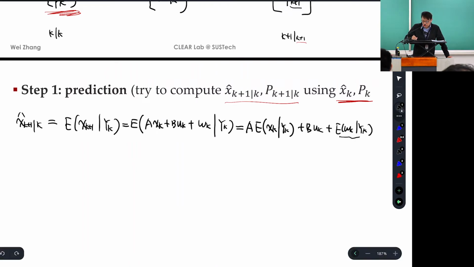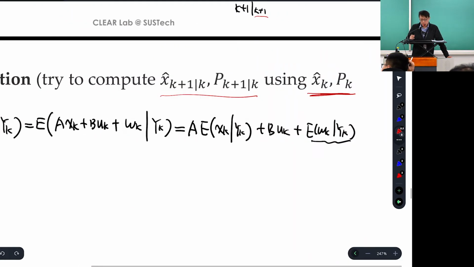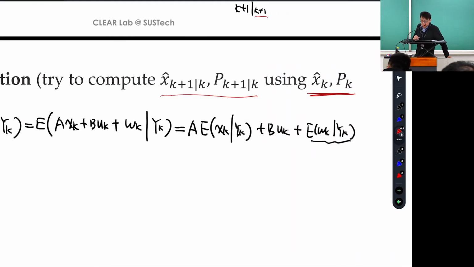Okay, is this 0? Okay, now my claim, or Yuntian said, it's independent, so it's 0. Is that true? I don't think so. WK and YK are independent. Okay, so WK is independent of YK. All right, everything is independent because process noise is independent of YK.